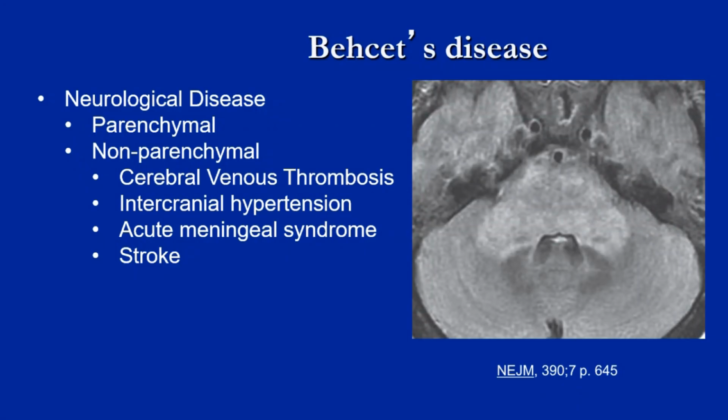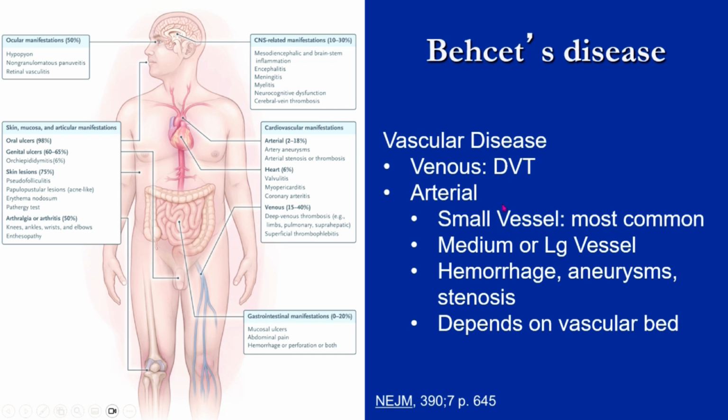They can have non-parenchymal disease, and this is due to the vasculitis. Again, either arterial or venous vasculitis with central cerebral venous thrombosis or intracranial hypertension. They can sometimes have an acute meningeal syndrome or even stroke. And again, that's due to the blood vessels to the brain. Other venous beds can be involved. They can have venous involvement with deep venous thrombosis.